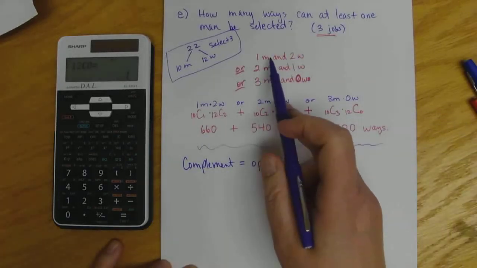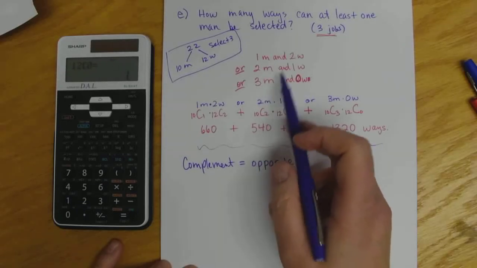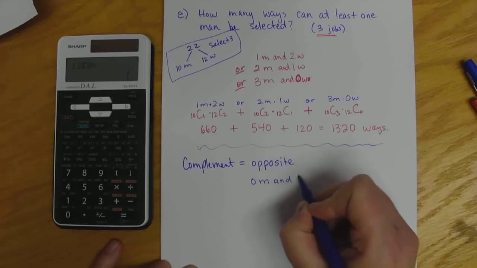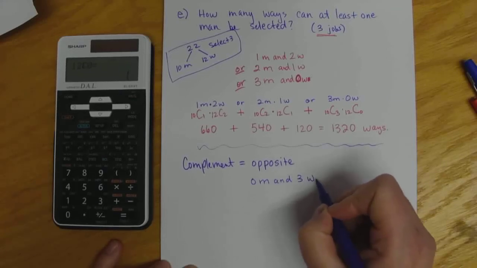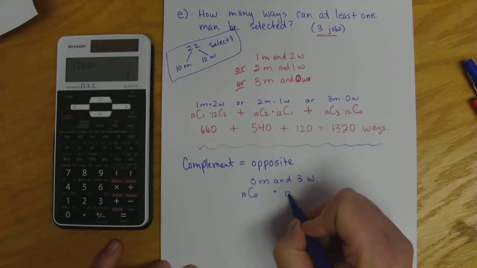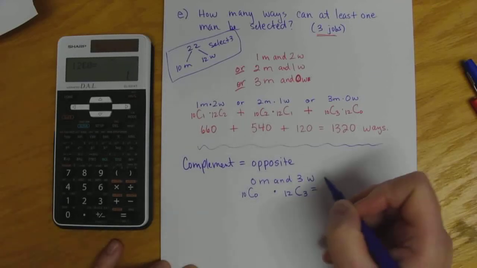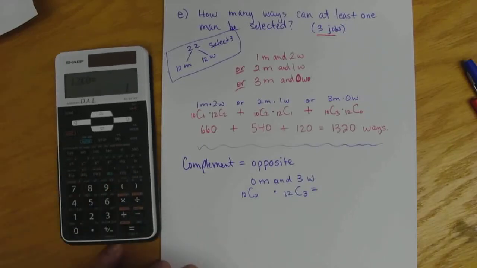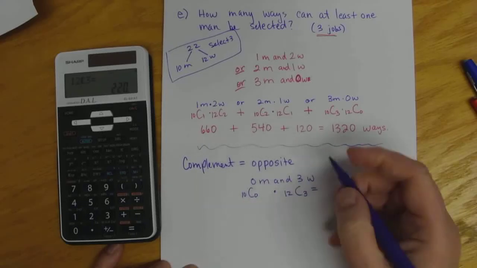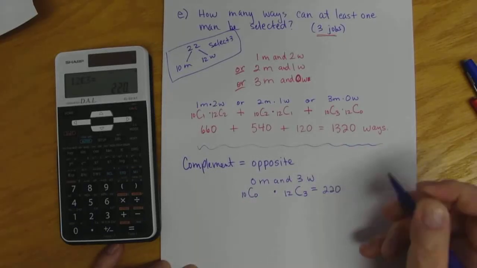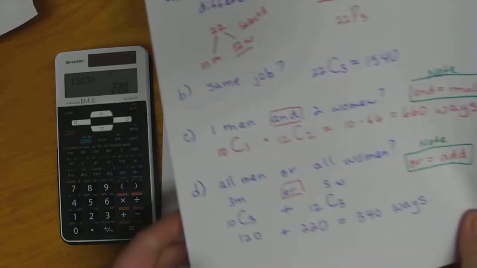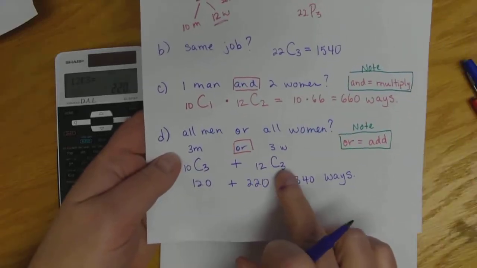The opposite, we've got 1 man, 2 men, or 3 men, so the only case that's not considered is when there's 0 men and 3 women. Out of the 10 men, 0, and multiply, out of the 12 women, 3. 220. I think we actually did that earlier when we did all women right here.